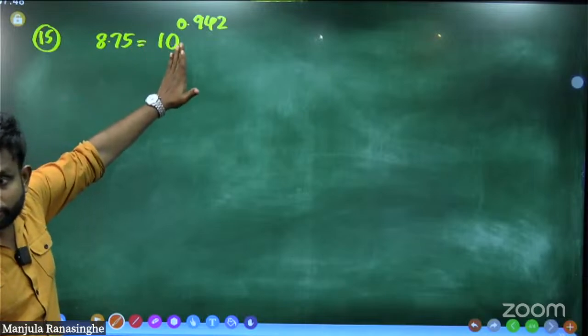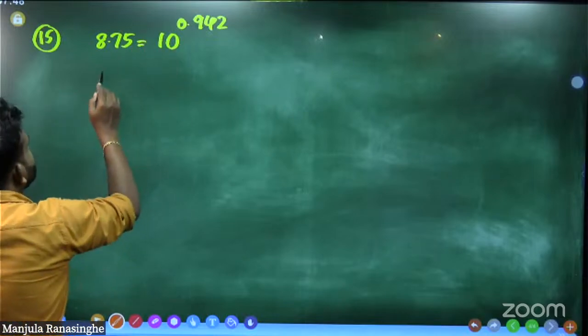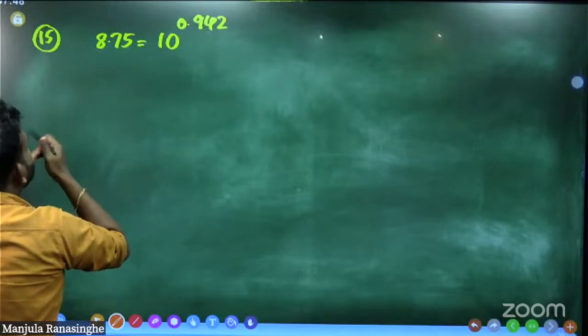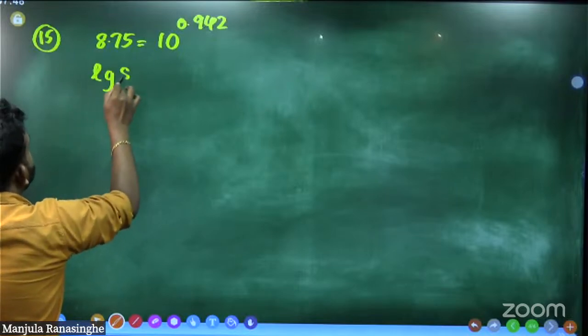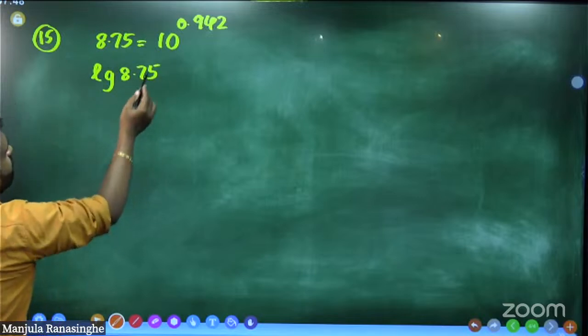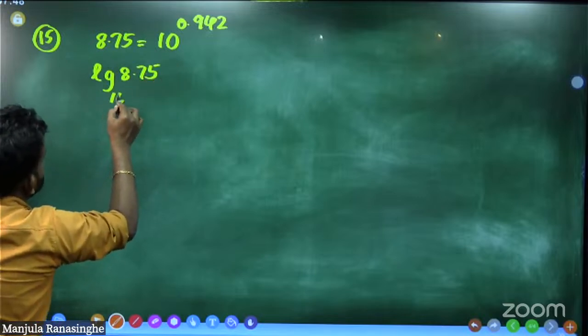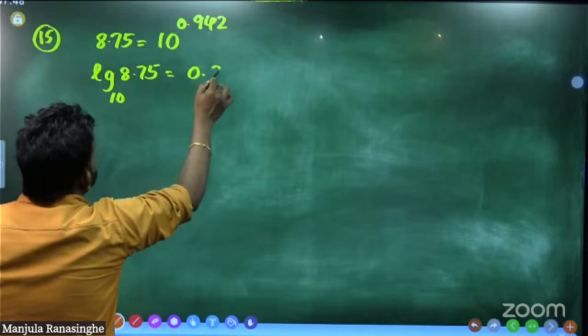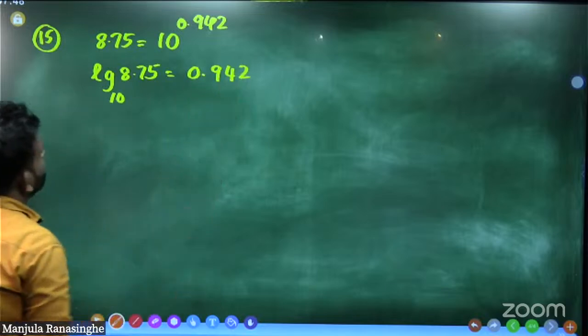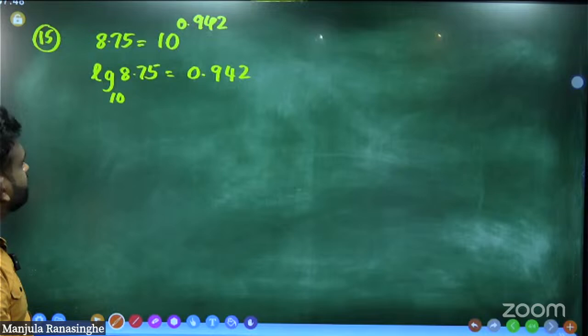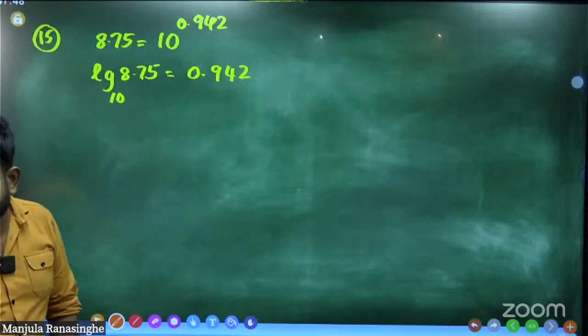Now it is called the index notation. You have to convert to the log notation. How do you convert it? You just take the logarithm of the right side. So you take lg 8.75, base required, take the base 10, equal to 0.942. Okay, that is one method. But here they are asking lg 875.